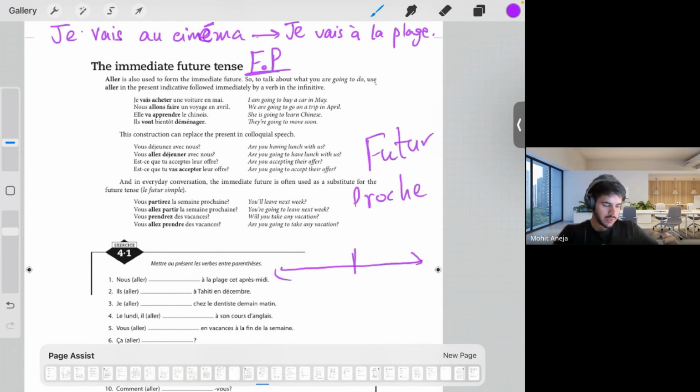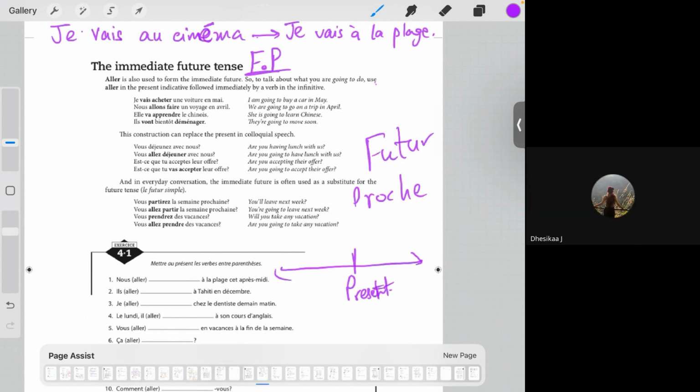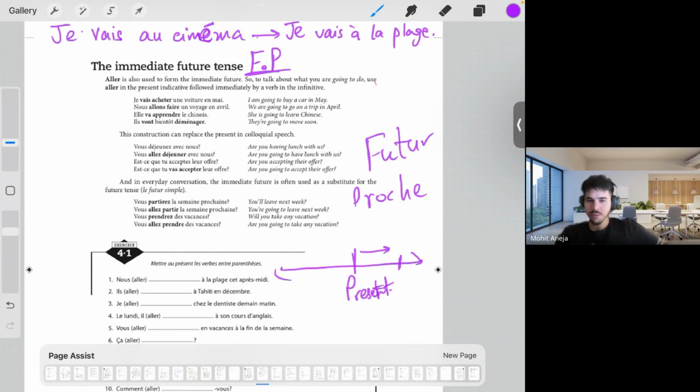So futur proche, if I build a timeline, if this is the present, futur proche means sometime in the future, of course, because it's future. But we're looking at the near future. Not the indefinite future, which we do not know when it's going to happen, but a definite near future, which is going to happen just now or in some time, or in a few days maybe. For example, je vais acheter une voiture à la fin de semaine.